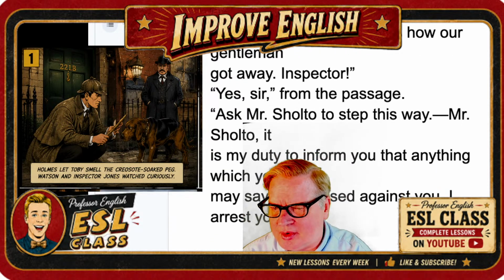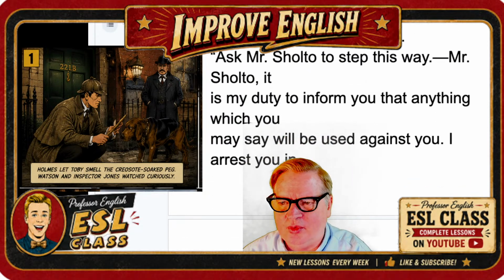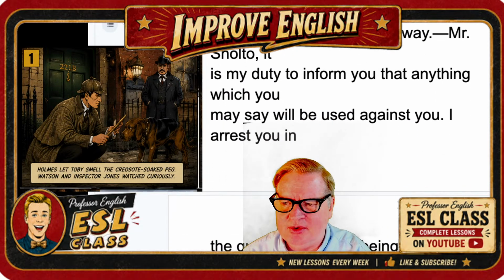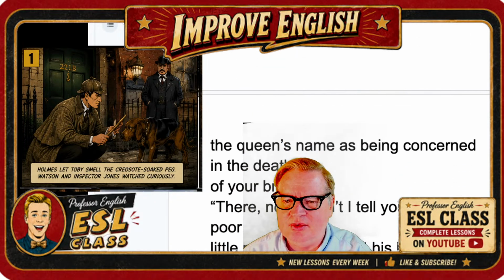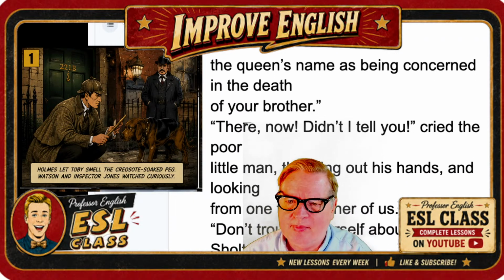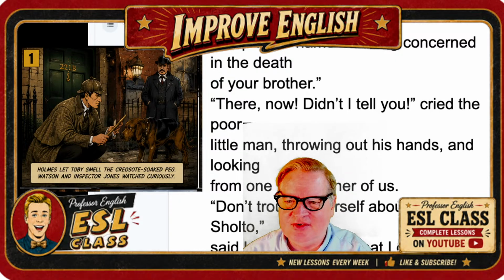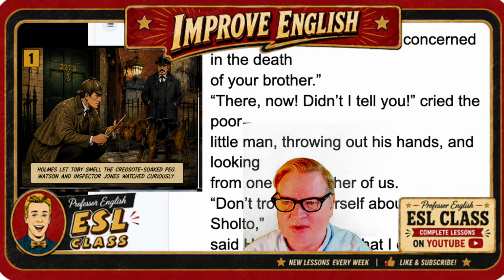"Ask Mr. Sholto to step this way. Mr. Sholto, it is my duty to inform you that anything which you may say will be used against you. I arrest you in the Queen's name, as being concerned in the death of your brother." "There now, didn't I tell you?" cried the poor man. So the inspector is arresting the brother.